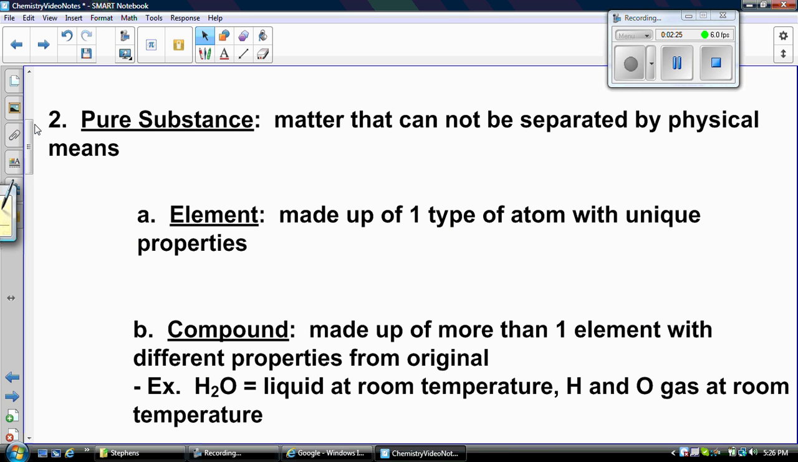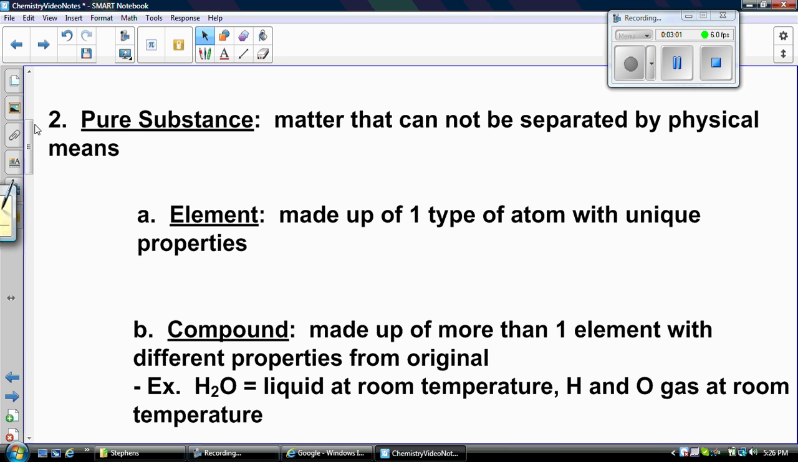Okay, a compound is made up of more than one element with different properties from the original. So if we take water, water is a liquid at room temperature. It's made up of 2 atoms of hydrogen bonded with 1 atom of oxygen. If you take hydrogen and oxygen by themselves as elements, they are gases at room temperature. So that's what it means when we take elements and chemically combine them through a chemical change. That's where we use that energy, and we make water. Water has different properties than the original.